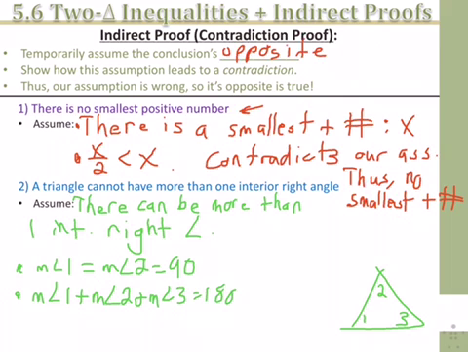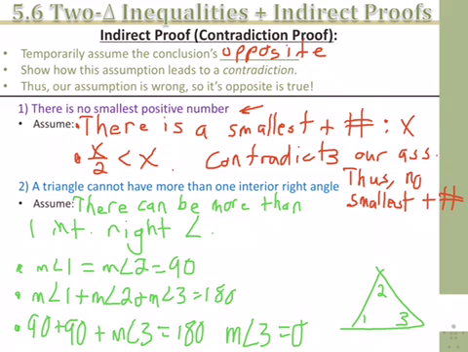We know this is true. We haven't hit any contradictions yet. But if I keep going, if I substitute the previous line into this, I get 90, oh, that was a bad 9, apologies, 90 plus measure of angle 3 equals 180, which gives me that the measure of angle 3 equals 0. This is impossible. So let's work our way back up because I'm running out of room. Contradiction. Therefore, a triangle cannot have more than one interior right angle, because when we made that assumption, it led to some fallacies that we know are not true.